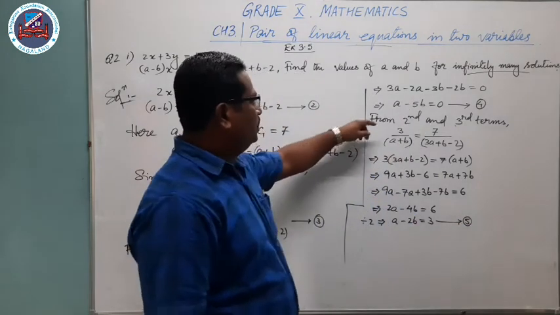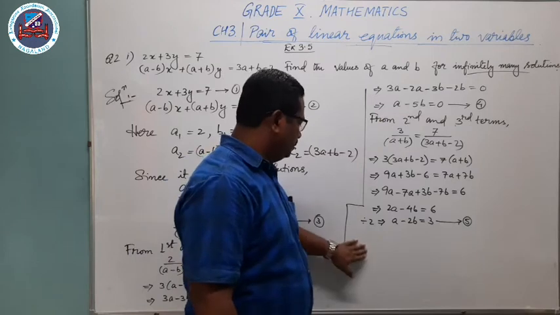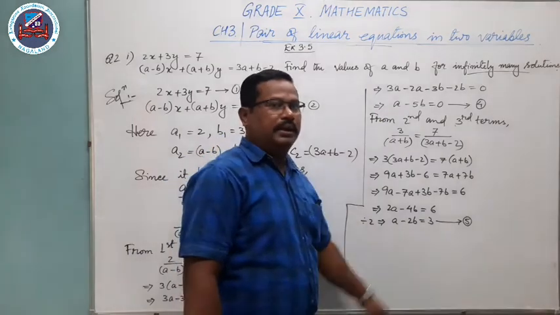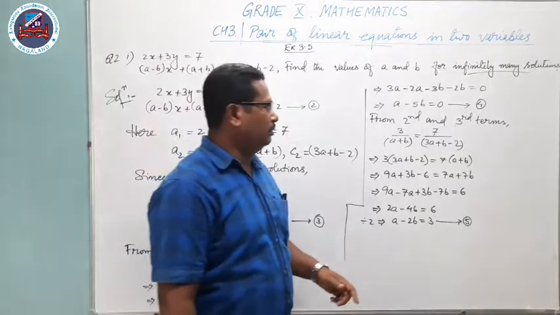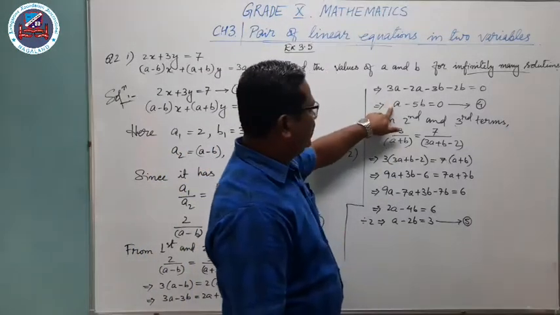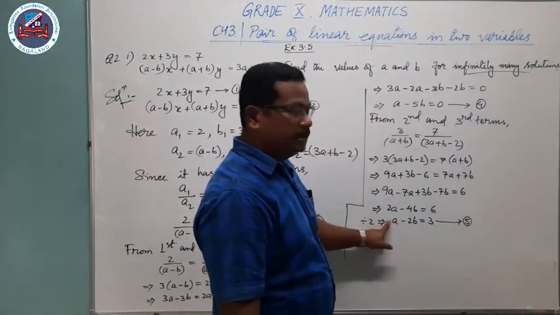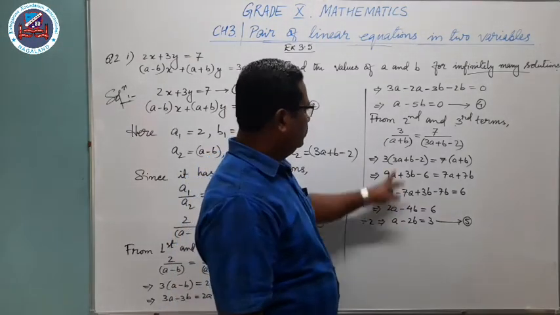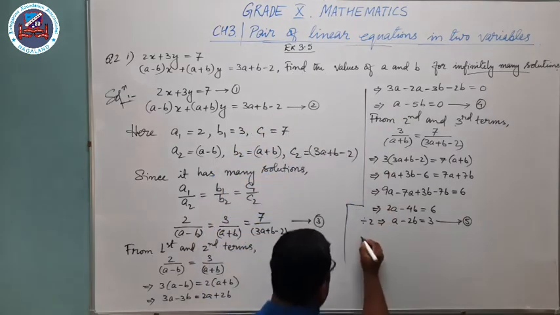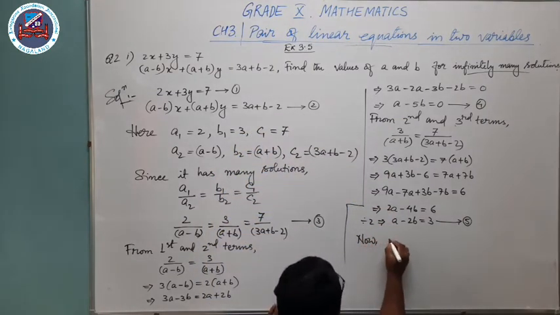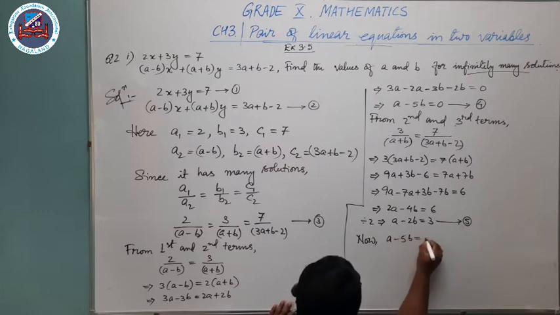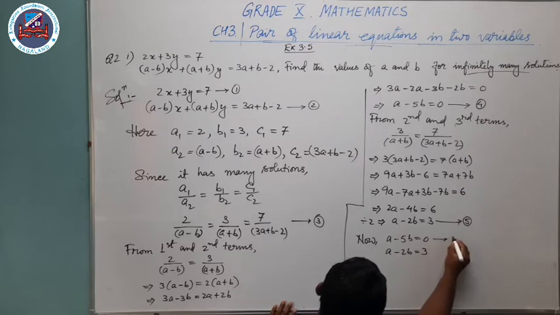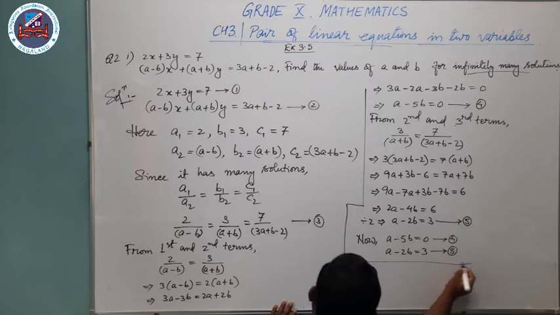Now on solving these two equations 4 and 5, you will get the values of a and b. Let us go for the elimination method to solve. Here you can see the coefficient of a is 1, and here also the coefficient of a is 1. So no number is required to multiply to make the coefficients equal. It's already equal. So we have a minus 5b is equal to 0 and a minus 2b is equal to 3. This is equation 4 and this is equation 5. Go for subtraction.